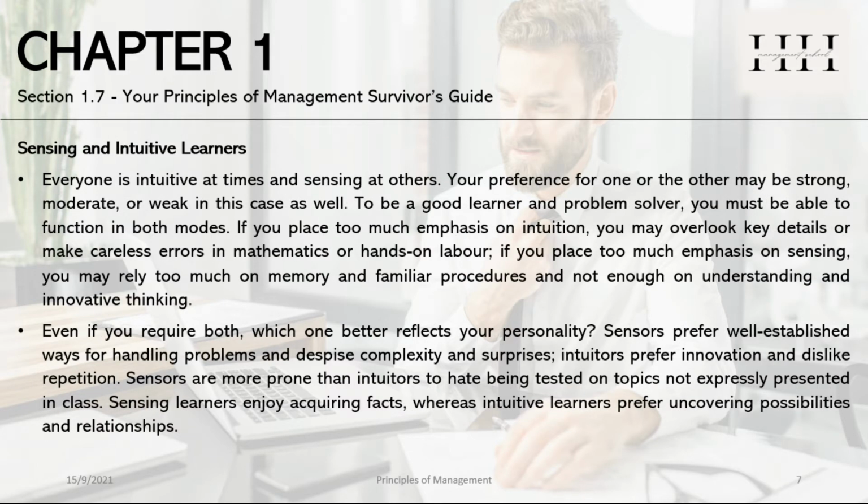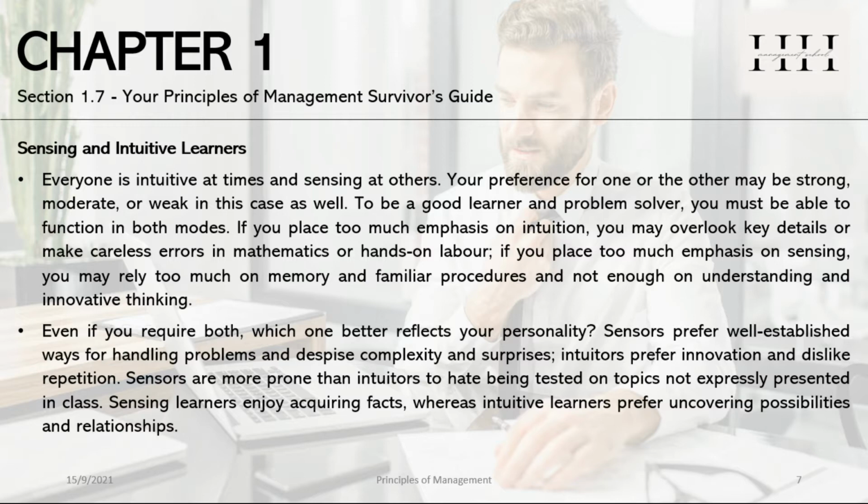Sensing and intuitive learners. Everyone is intuitive at times and sensing at others. Your preference for one or the other may be strong, moderate, or weak in this case as well. To be a good learner and problem solver, you must be able to function in both modes. If you place too much emphasis on intuition, you may overlook key details or make careless errors in mathematics or hands-on labor. If you place too much emphasis on sensing, you may rely too much on memory and familiar procedures and not enough on understanding and innovative thinking.